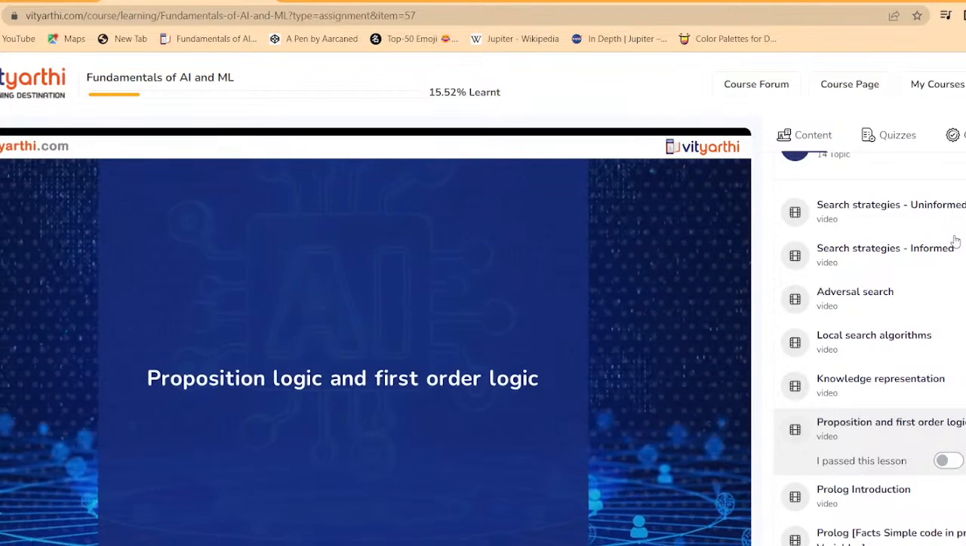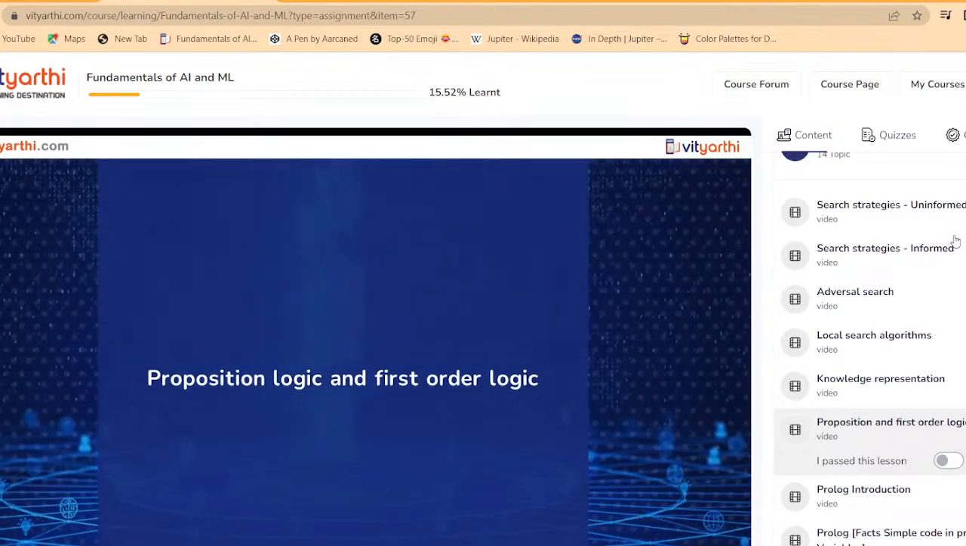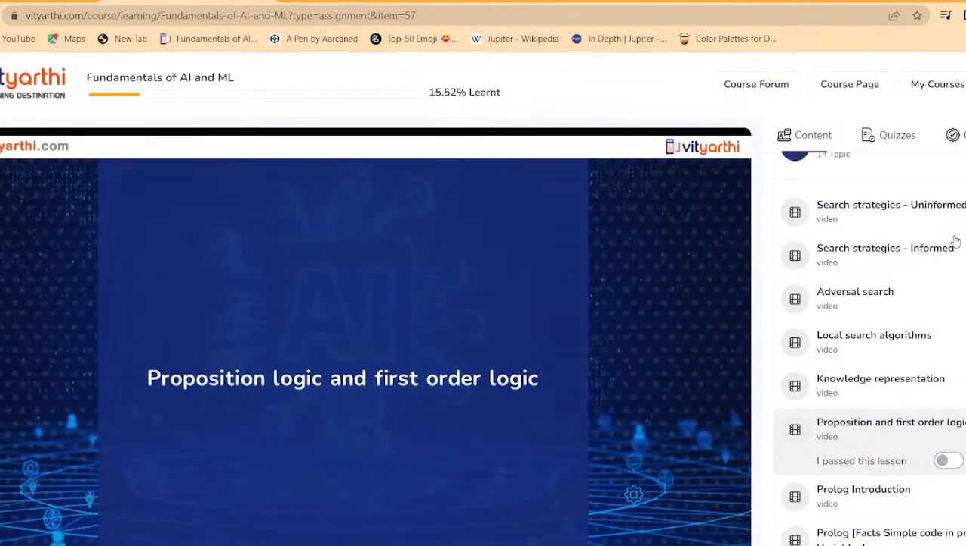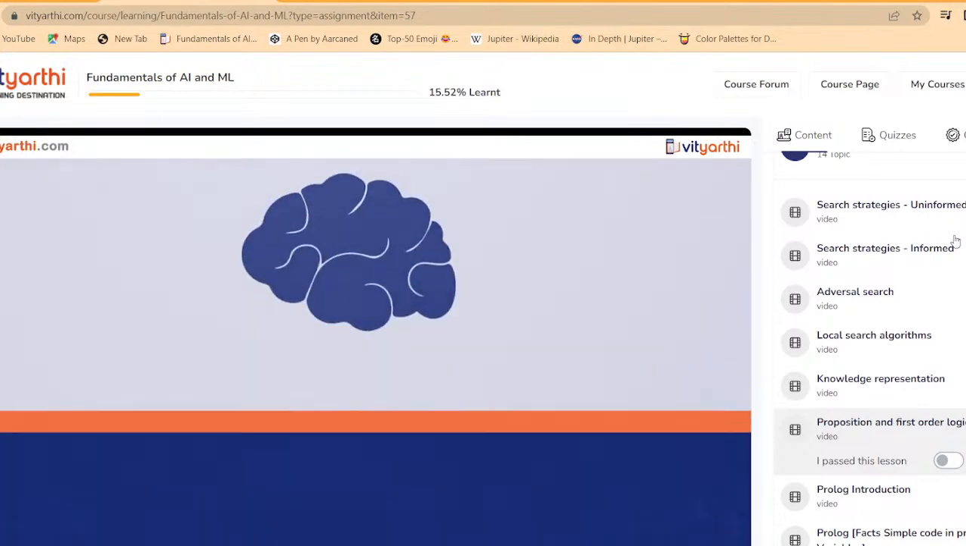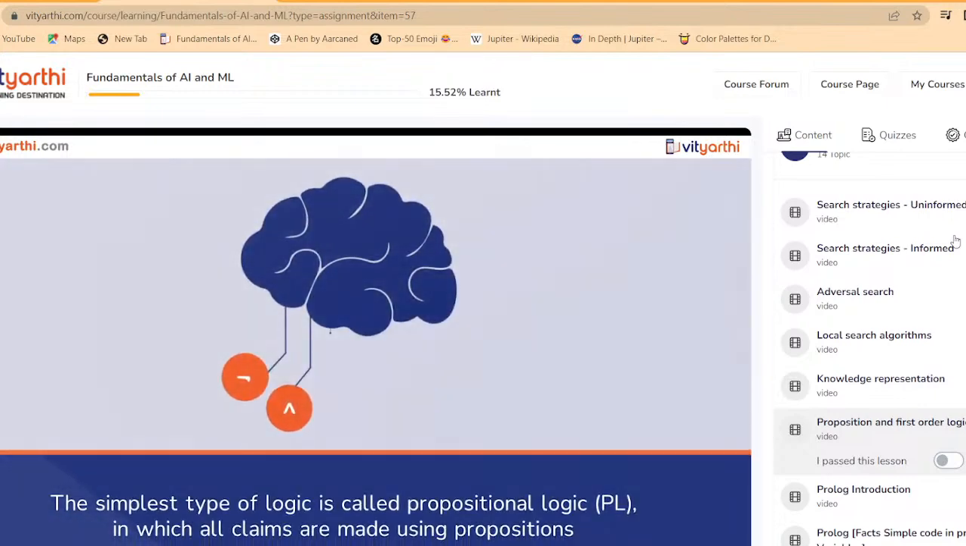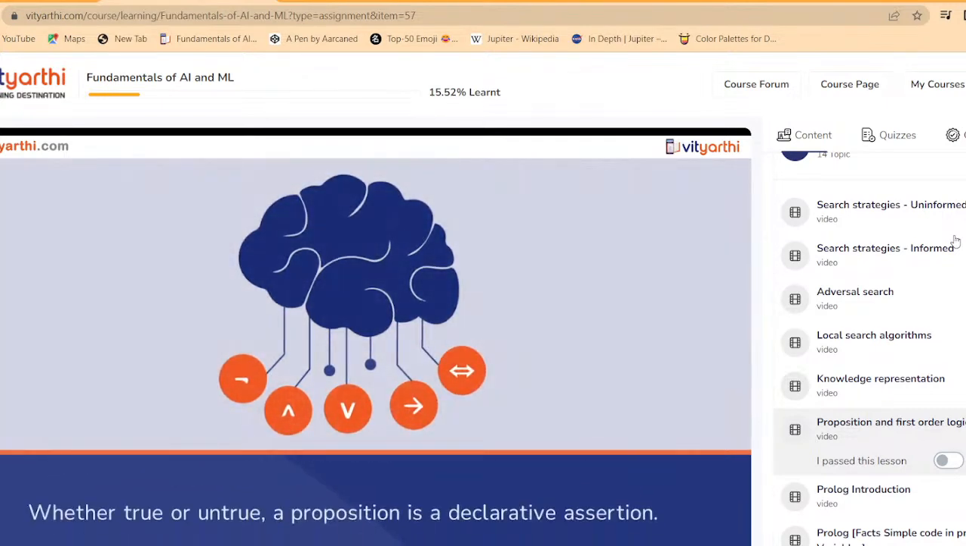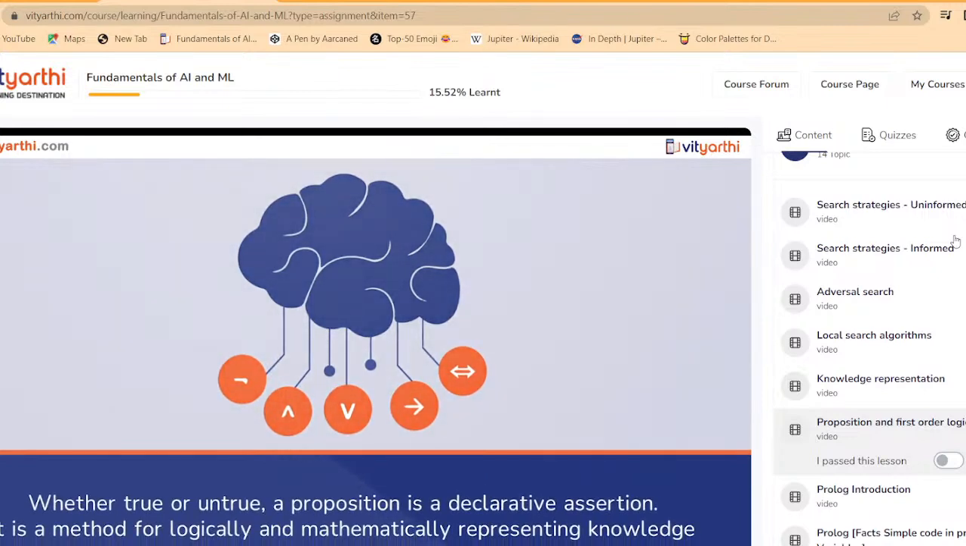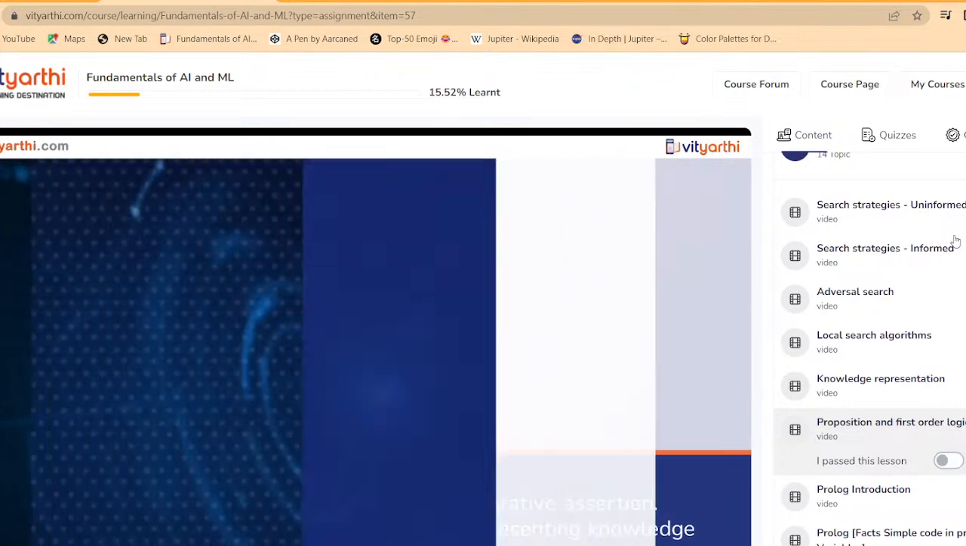Hello everyone. In this session, we are going to see propositional logic and first order logic. The simplest type of logic is called propositional logic, in which all claims are made using propositions. Whether true or untrue, a proposition is a declarative assertion. It is a method for logically and mathematically representing knowledge.